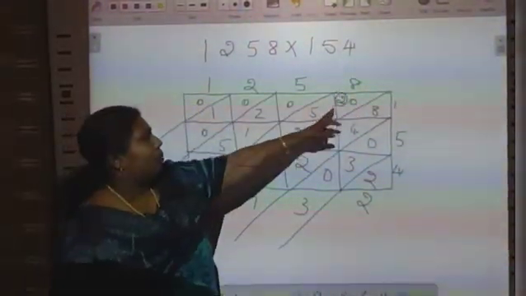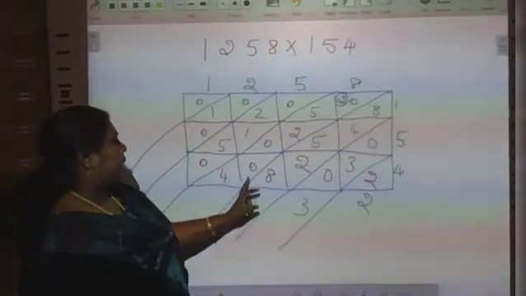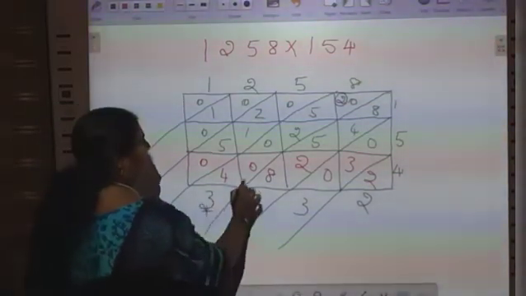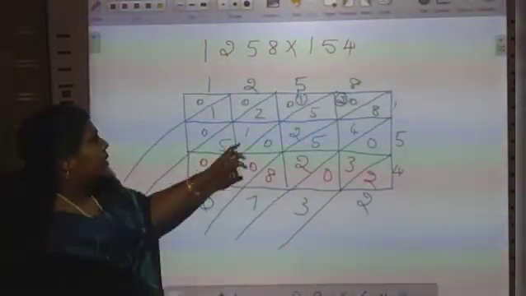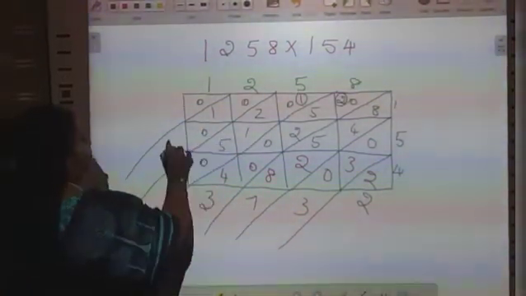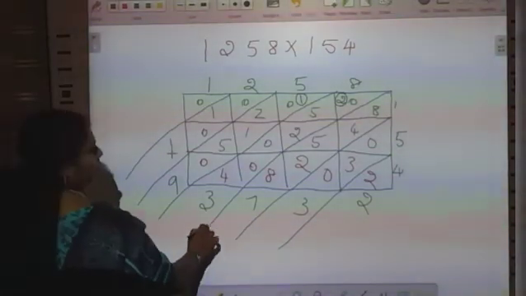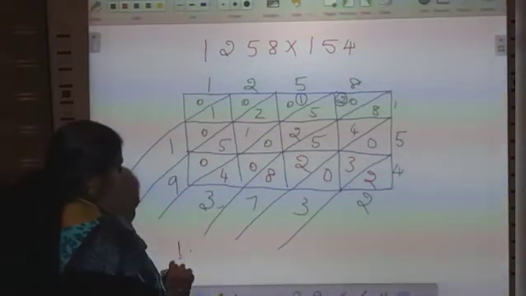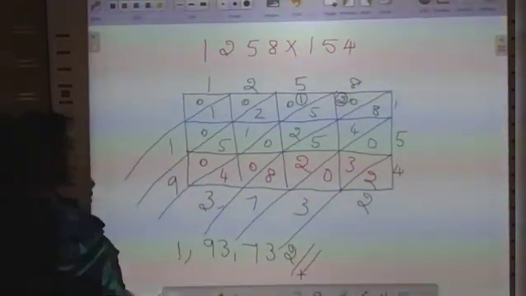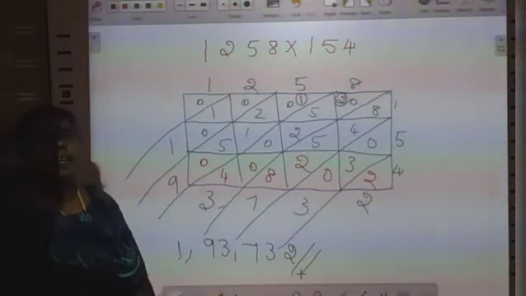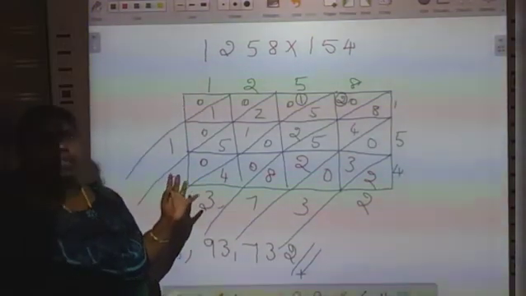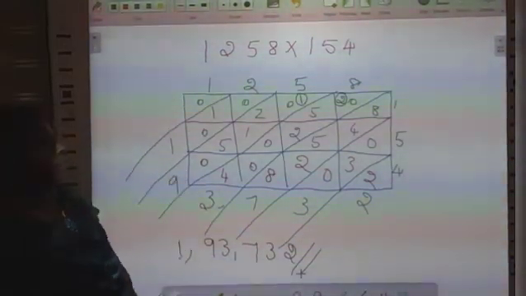Then 5 plus 2 7, 7 plus 2 9, 9 plus 0 9 only. Then 9 plus 4 13, 3, 1 carry over. Then 2 plus 1 3, 4 9. Then 1. So the answer how much? 1 crore 93 lakh 732. The product is 1 crore 93 lakh 732. Understand? This is lattice method using 3-digit multiplier, right? Yes.